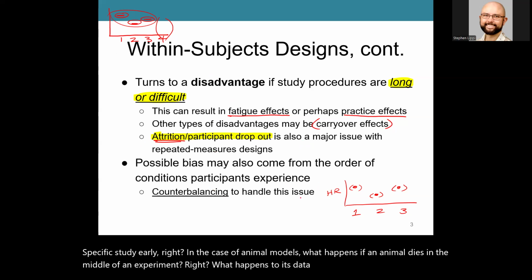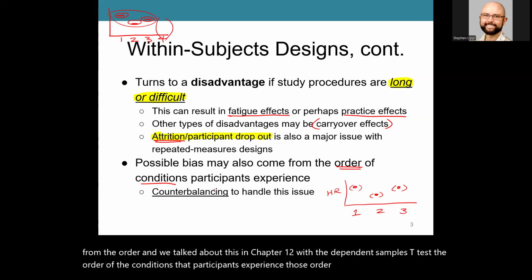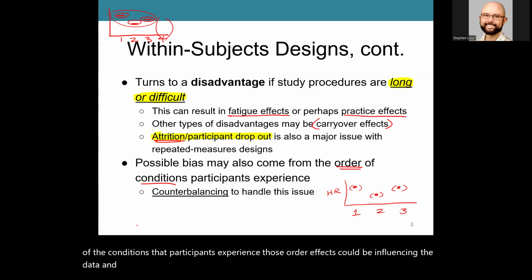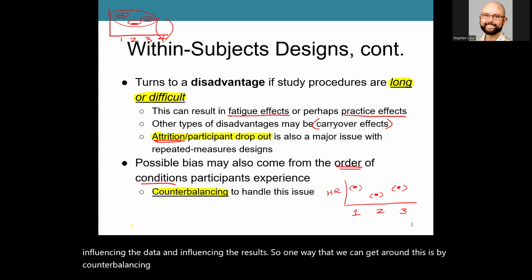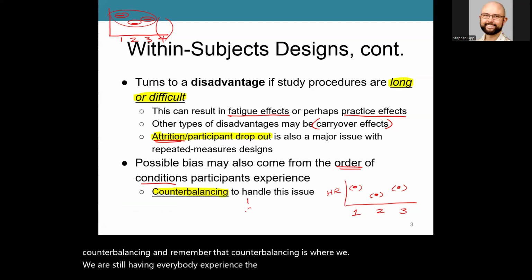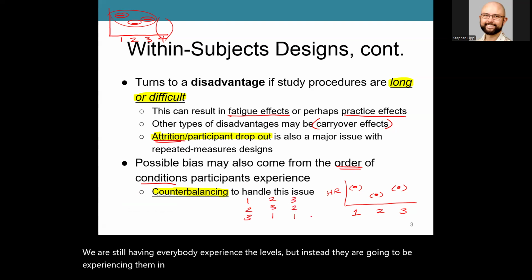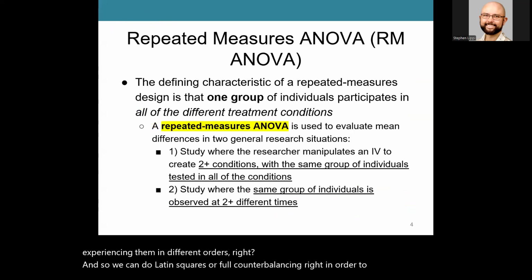And possible bias can also come from the order. We talked about this in chapter 12 with the dependent samples t-test: the order of the conditions that participants experience. Those order effects could be influencing the data and influencing the results. So one way that we can get around this is by counterbalancing. Remember that counterbalancing is where we are still having everybody experience the levels, but they are going to be experiencing them in different orders. And so we can do Latin squares or full counterbalancing in order to alleviate that problem.